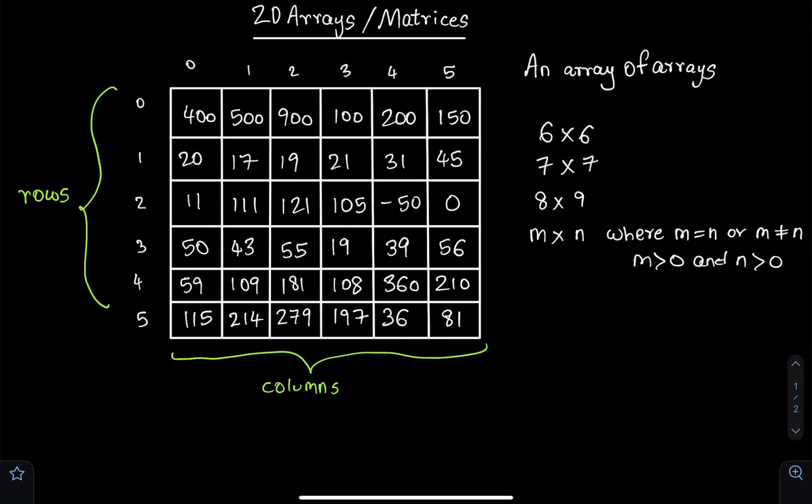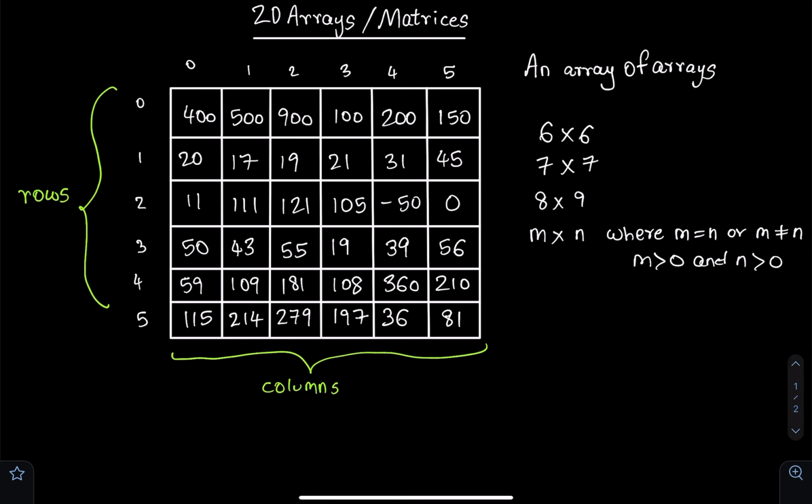And if you want to traverse any matrix, the way we would do that is we would start at row 0 and go through all the columns at row 0. So we would traverse this array first: 400, 500, 900, 100, 200, and 150. And then go to row number 1, traverse this whole array, and row number 2, traverse all these elements, 3, 4, 5. So this is how we would traverse.